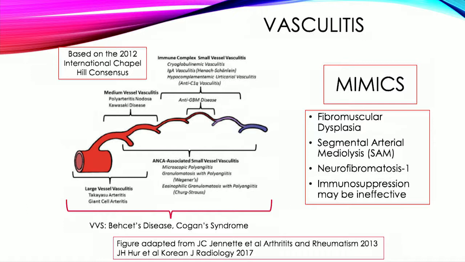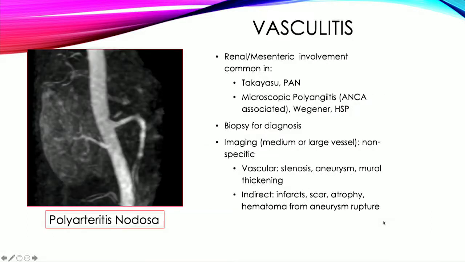Another etiology of compromise of the vessels in the mesentery is vasculitis. There are many different forms of vasculitis, but mostly in the abdomen we're dealing with things such as Takayasu and polyarteritis nodosa, these kinds of things. And then the mimics, which are fibromuscular dysplasia and some other entities. And the big difference is treatment. So one may require systemic treatment, one more focal treatment.